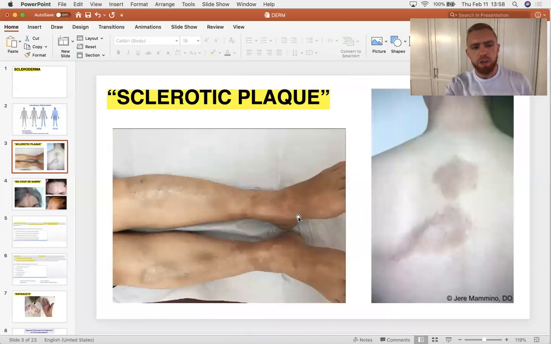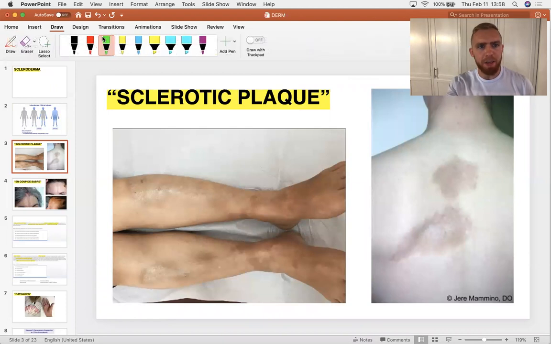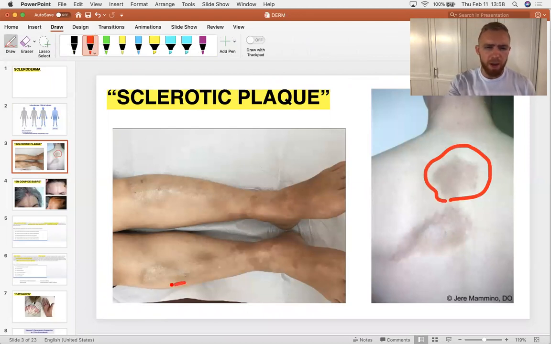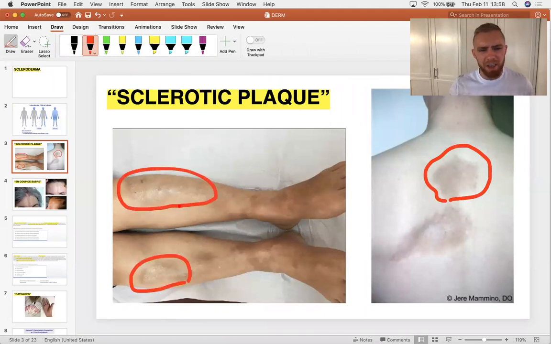Here's some typical plaques of scleroderma. A couple on the back here. Again, notice that they are pretty well circumscribed. They're not diffuse. And here on this patient's legs, these plaques are a little shiny in color. They're definitely not red. So that clues you into this patient's had these for a while. They're in the chronic stage of their illness.